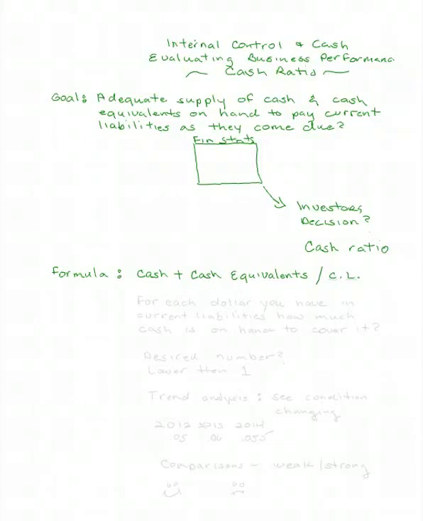I'm running out of room because you can't see it, but I have a hole punch right there, so I'll just abbreviate current liabilities for you.